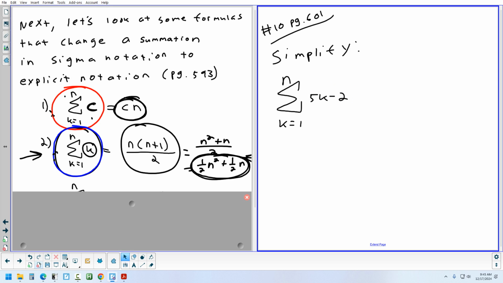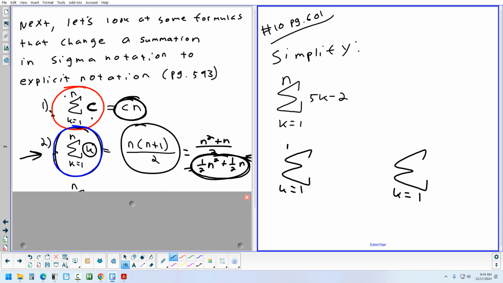All right. Does that directly look like rule 1 or rule 2? No. Then let's break it up. Okay, so break it up into 2 sigmas. Where does each sigma start? Where does each sigma stop? N. It's going to be a subtraction sign between them. What's going to be the first formula? 5k. Second formula? So what are you going to put in that box? 2. Because we already put the minus in front.